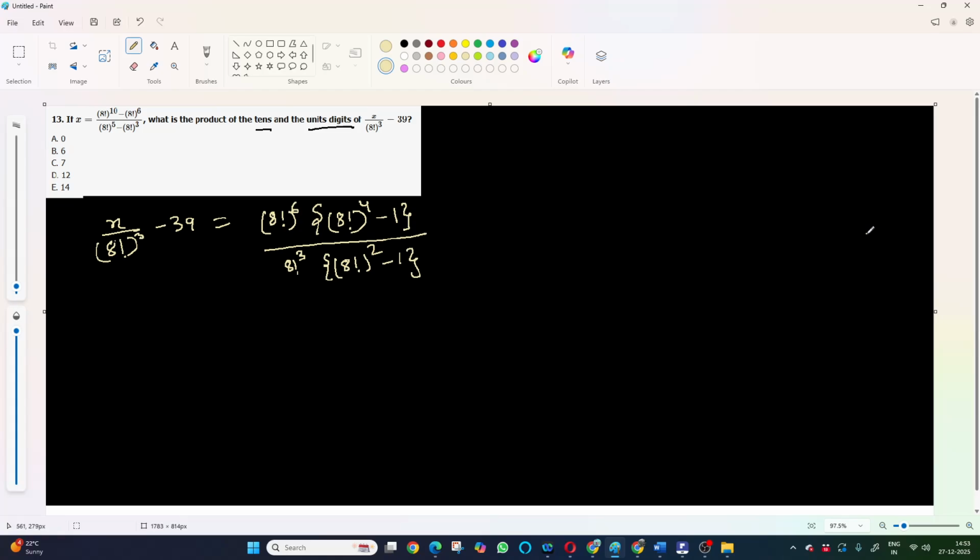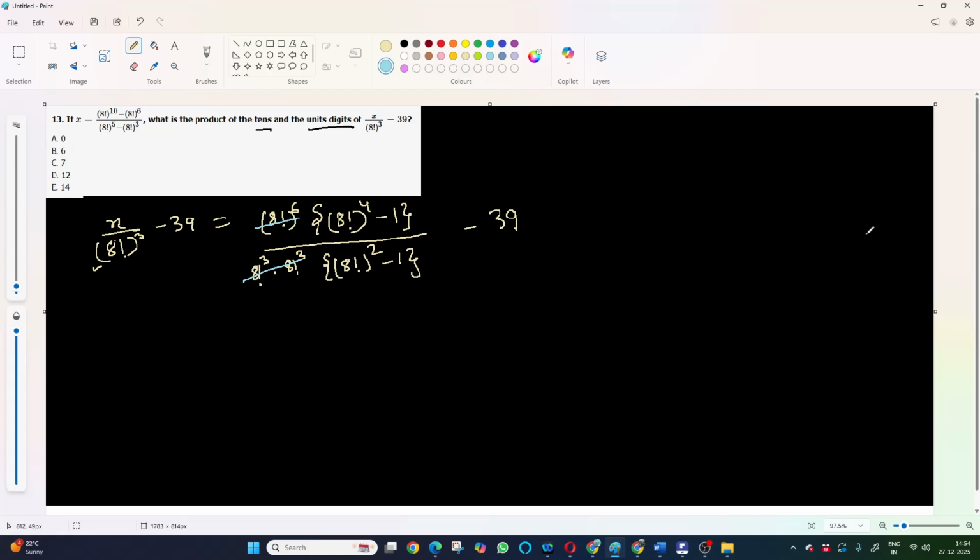And then this x is divided by 8 factorial cubed. So we have one more 8 factorial cubed, and then that is minus 39. Now you can clearly see that 8 factorial cubed multiplied by 8 factorial cubed is nothing but 8 factorial to the power 6. So this can cancel out with this, right? And here we can clearly see that the denominator looks like a factor of the numerator.